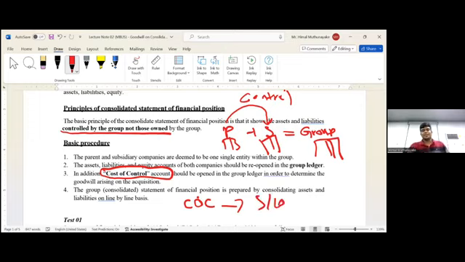And the fourth point, the group consolidated statement of financial position is prepared by consolidating assets and liabilities on a line by line basis. As I mentioned before, you need to add assets and liabilities on a line by line basis. So this is the basic procedure. I know when you're looking at the wordings, you can't understand the concept, so let's do some workings.